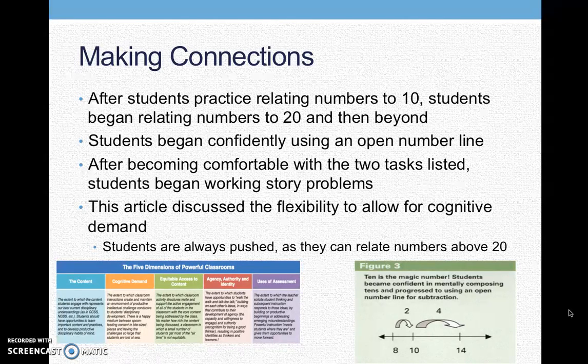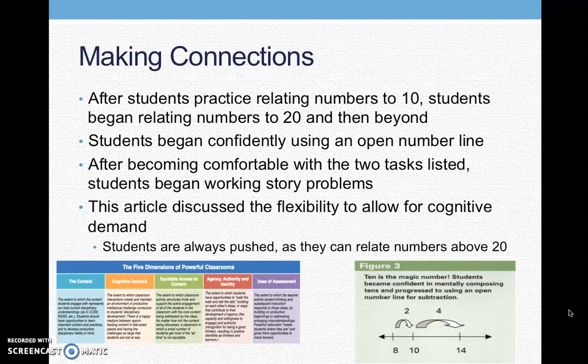Students also began confidently using an open number line in this article that I read. So, for example, this student was trying to find 8 plus 6. So this student knew that 2 plus 8 equals 10, and I had 4 left over from that 6, so 10 plus 4 is 14. We did not use this example with open number lines in comparison to 10 frames when I was student teaching, but I really like this and I will try to implement it in my second grade classroom.